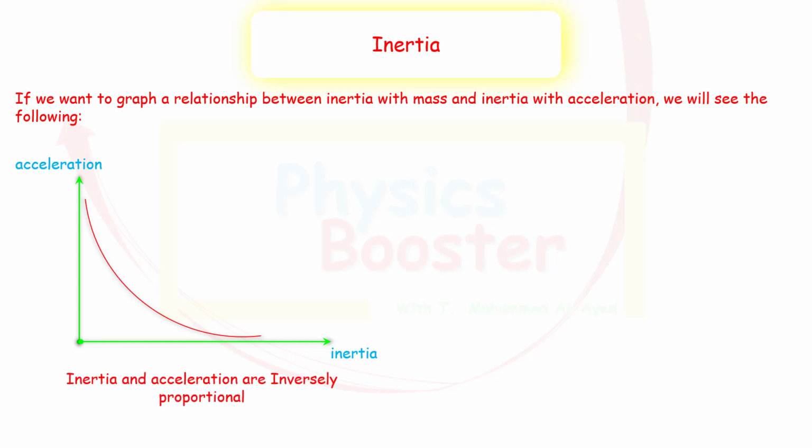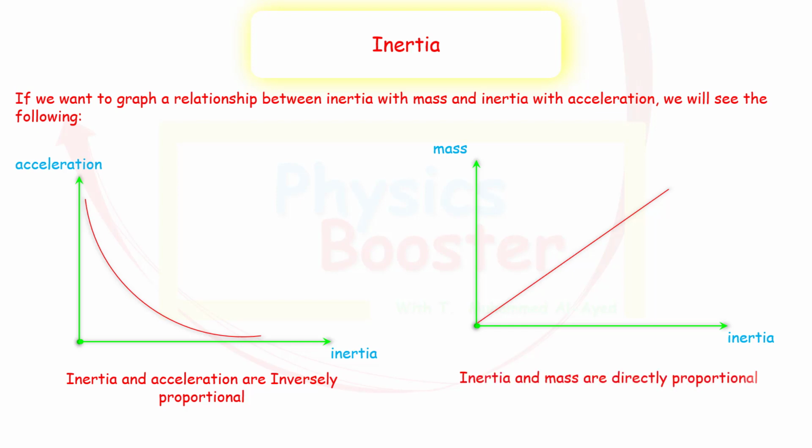While if we look at the relationship between mass and inertia, see, it's clear that the higher the mass, the higher the inertia. So we can say that inertia and mass are directly proportional. So inertia and acceleration are inversely proportional, while inertia and mass are directly proportional. That's what I wanted to introduce before we go into Newton's laws.